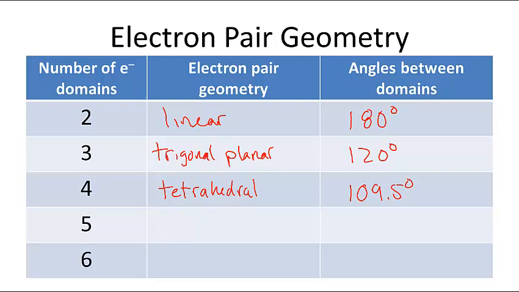Okay, so 5. 5 was tricky. Remember, it was 90 degrees and 120 degrees. So if you look at it, it's almost like we have two pyramids. So we call it trigonal. Now, is it bipyramidal or bipyramidal? So, who thinks it's bipyramidal? And who thinks it's bipyramidal?